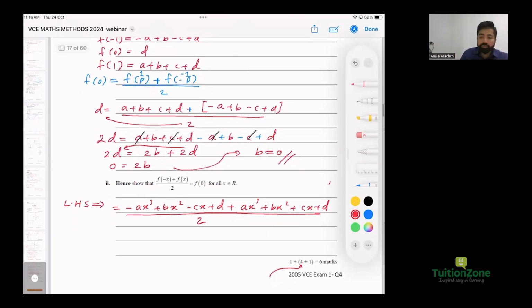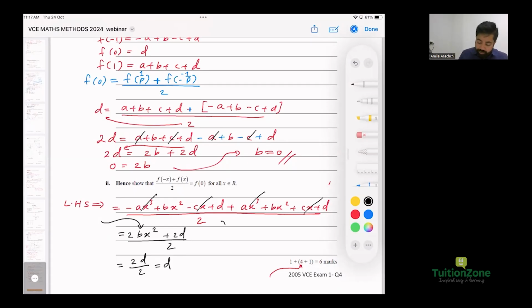Can we cancel anything? You can cancel, isn't it? You can cancel these two, that's gone. Also, this is gone. And what do we end up having? We do have the bx squared, 2 of them. Also plus 2d over 2. We know the answer of b. What's the answer of b? We found that before. B is equals to 0, exactly. And what's remaining? Just the 2d over 2, which is equals to d. So that's the answer from the left-hand side.